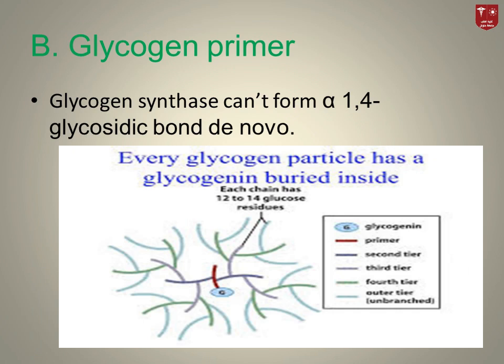What's the use of the glycogen primer? Glycogen primer is a very important molecule because our glycogen synthase enzyme cannot form a 1,4 glycosidic bond de novo. We cannot synthesize glycogen from the start. This enzyme cannot synthesize glycogen de novo. We need to have a glycogen primer in order to attach to it more and more UDP glucose and form our fully formed glycogen molecule. So we need this primer in order to attach multiple units of UDP glucose and form our 1,4 bond.